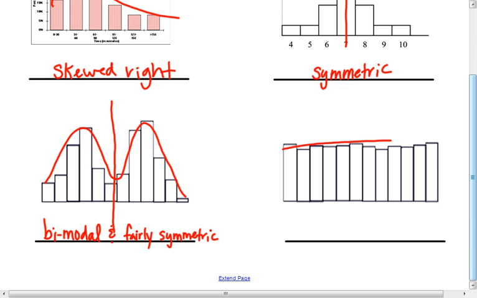This one is pretty close to a rectangular shape. It is not a perfect rectangular shape. So again, I'm going to say that this is close to uniform. I'm going to say fairly uniform. Or roughly uniform would be another word that you could use.